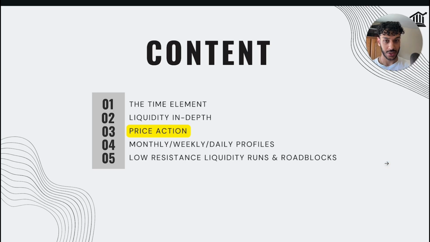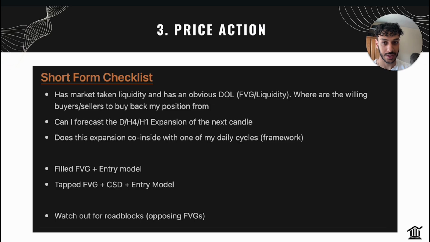So in this section now, I'm talking about the necessary tools that can be used to forecast that expansion. Now, this is my short form checklist that I personally use inside of my model. The key things I'm looking at are: has the market taken liquidity, and does it have an obvious drawn liquidity, which has to be a fair value gap or a liquidity pool?